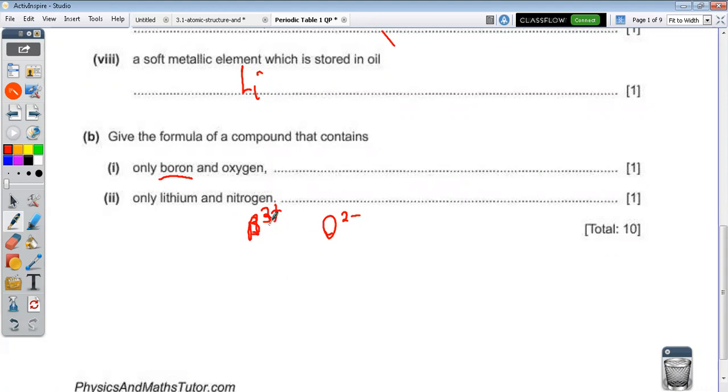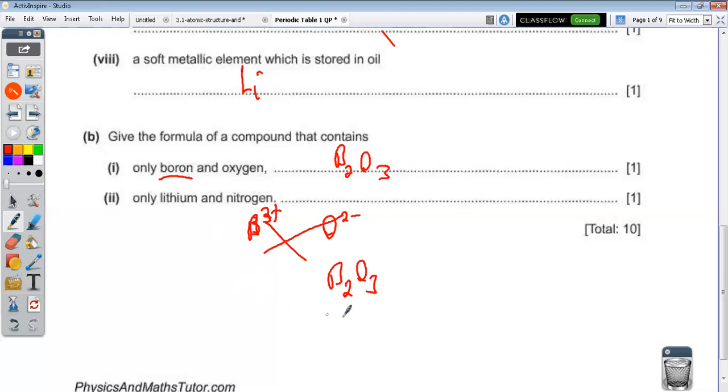Now what did you do? We do the crossing. Remember? So how many borons do we need? 2. How many oxygens? 3. What's the formula? Making sense?